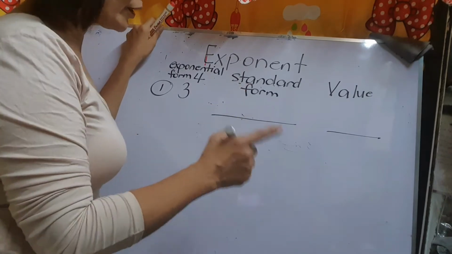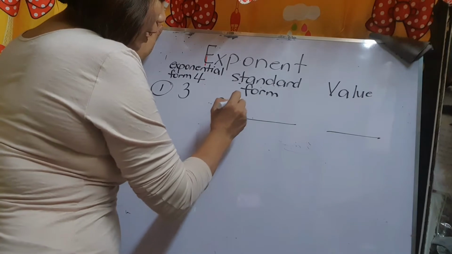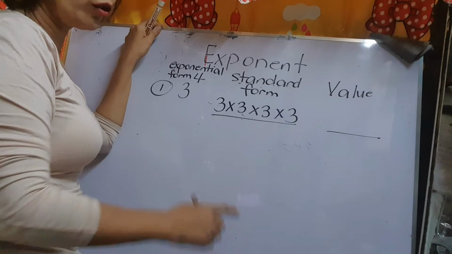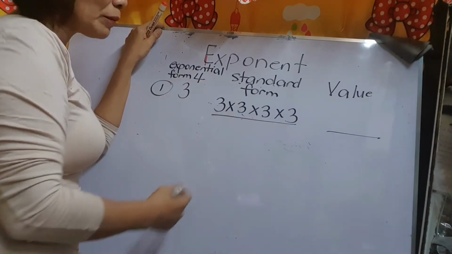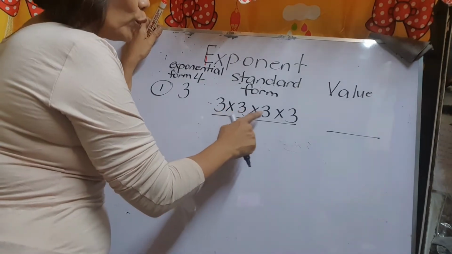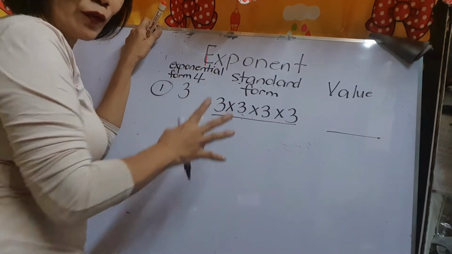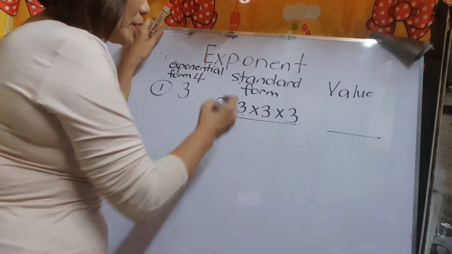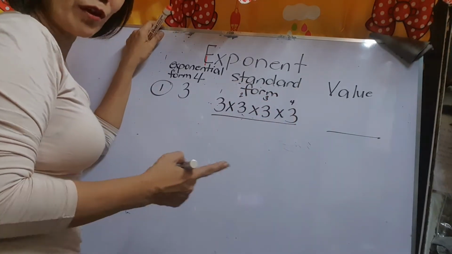Dito sa ating standard form, ang gagawin niyo dyan is 3 times 3 times 3 times 3. Ito po yung pinaka-standard form nyo. Bakit? Kasi sabi niya, 3 to the 4th power. So, how many times are we going to multiply 3? That is 1, 2, 3, 4. Hindi yun 3 times 4. No, it's not. It should be 3 times 3 times 3 times 3. How many times? That is 1, 2, 3, and then 4. Okay, next.